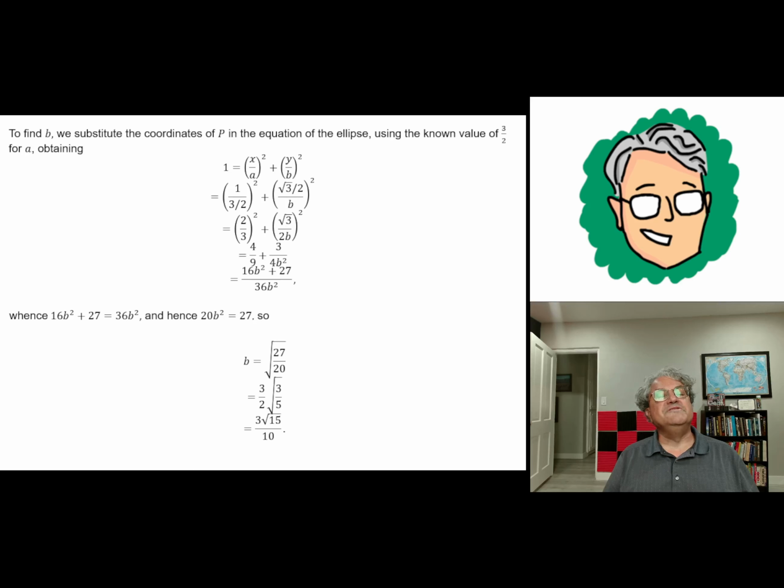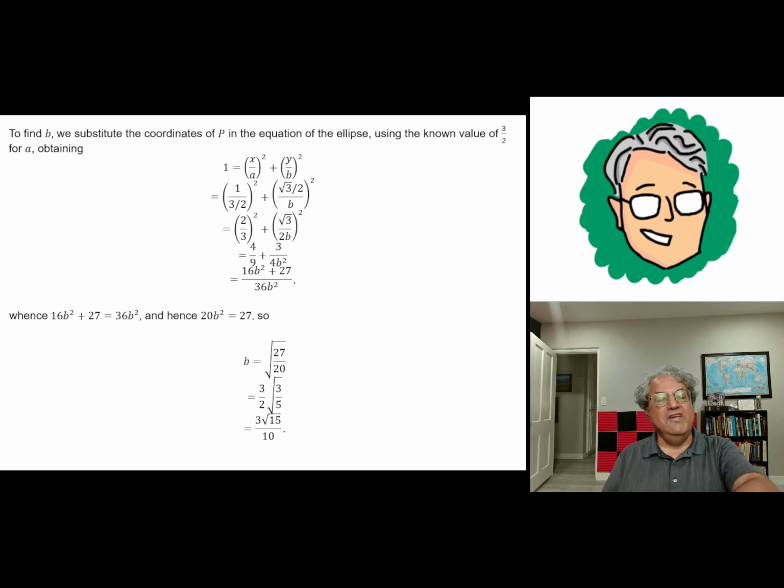So when we make all the substitutions and simplify, we get 1 equals (16b² + 27) over 36b². And we conclude from that that 16b² + 27 equals 36b², because the left side is equal to 1. Then we do some more algebraic simplification to solve for b. I'm not going to go through the details here, but when you're done, you find that b is equal to 3 times the square root of 15 all over 10. So that's b. A little bit messy algebra here, but we did solve for b.